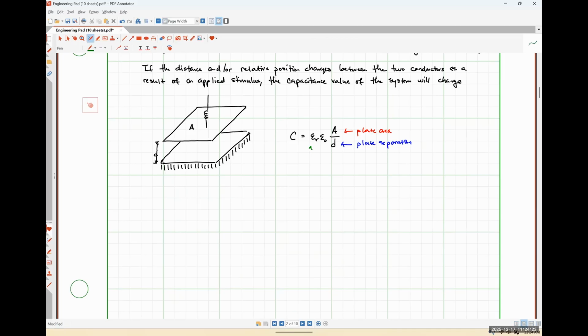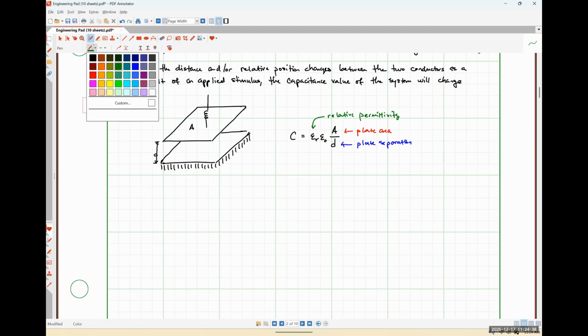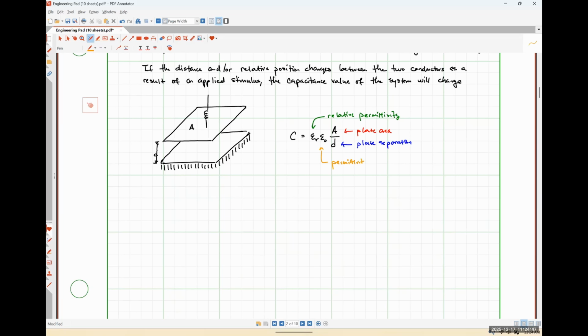Epsilon R is what's known as the relative permittivity. And epsilon naught is the permittivity of free space, which is a constant, like a constant of the universe.